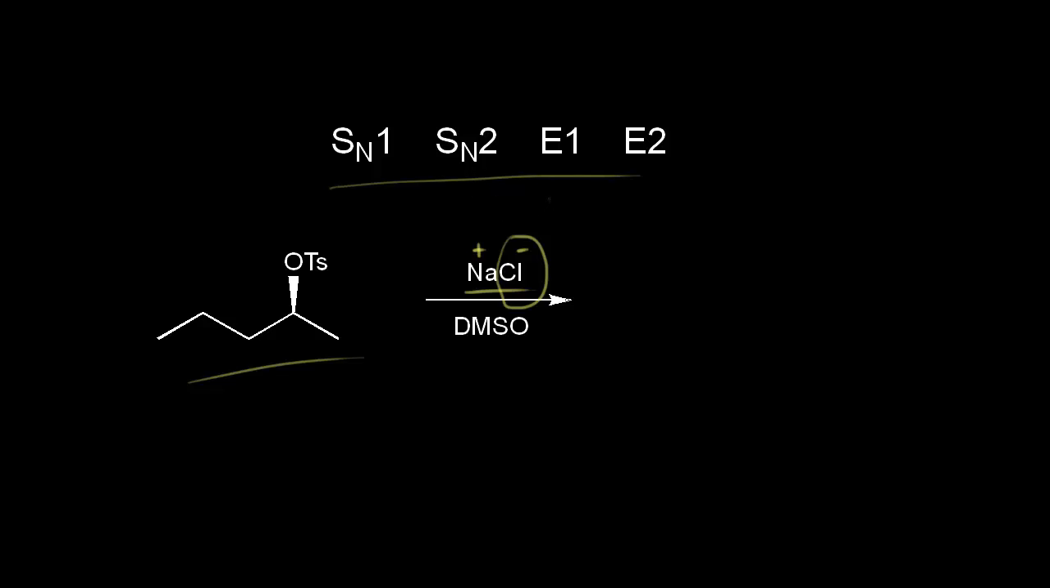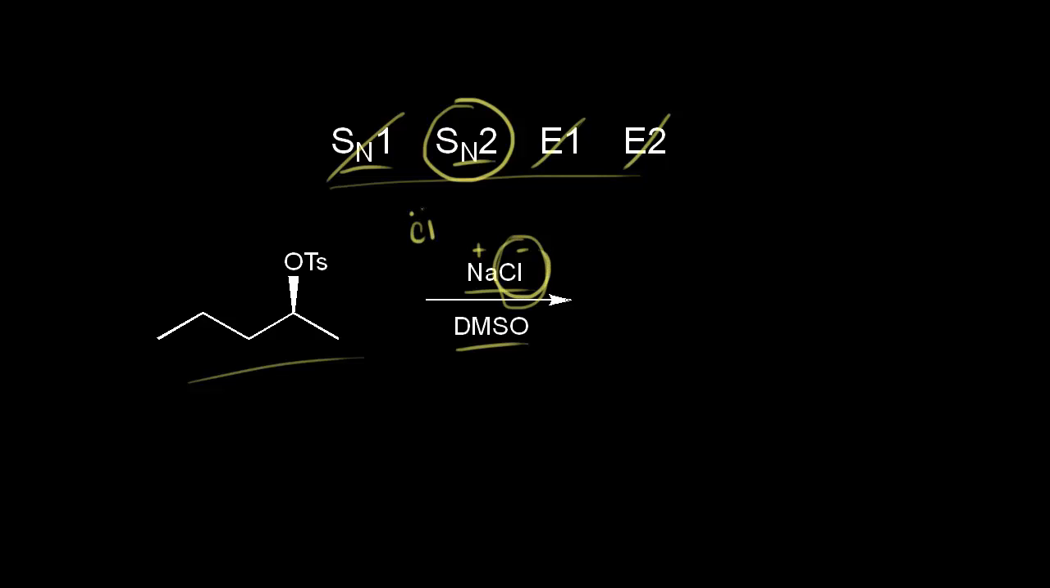So we would expect a substitution reaction, nucleophilic substitution. So E1 and E2 are out. Between Sn1 and Sn2 with a secondary substrate, we're not sure until we look at the solvent. And DMSO is a polar aprotic solvent, which we saw in an earlier video, favors an Sn2 mechanism. So Sn1 is out, and we're going to think about our chloride anion functioning as a nucleophile.